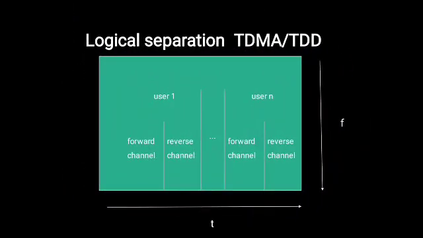Next, the logical separation of TDMA with TDD. In the previous one we discussed that each user has a separate time duration for their usage. Here, time is divided among the users, and they have separate time for transmission and separate time for reception. So they use TDMA for resource allocation as well as TDD for duplexing.